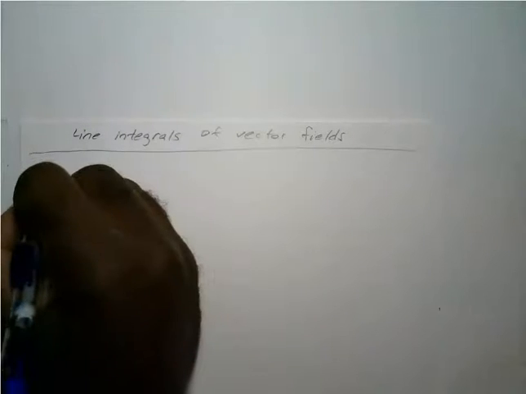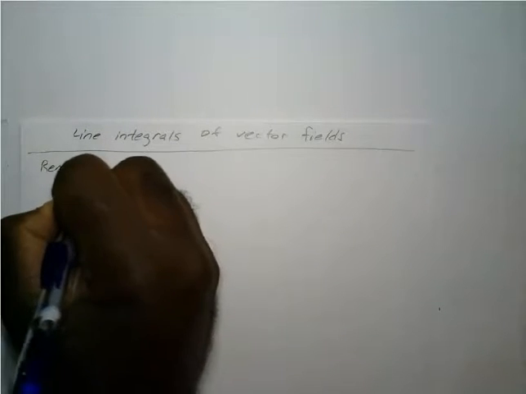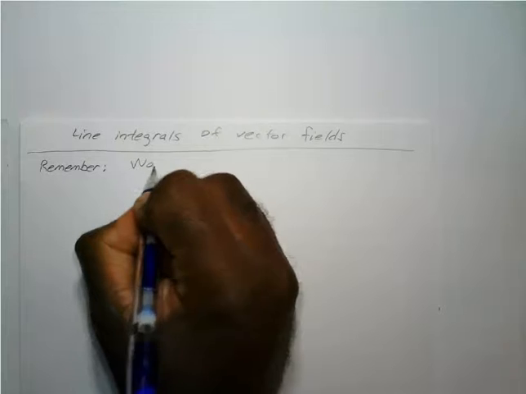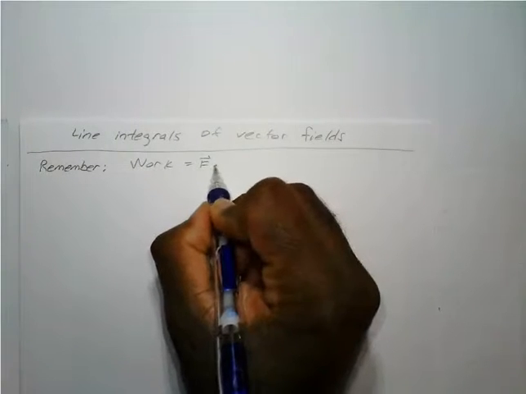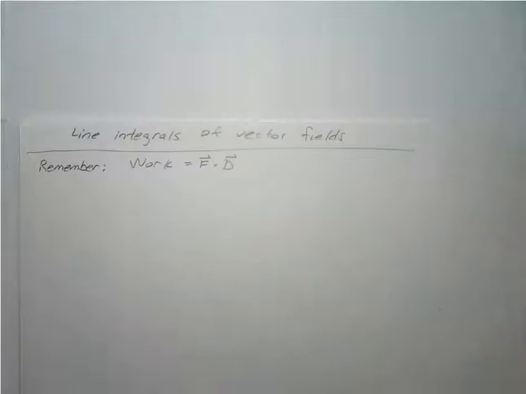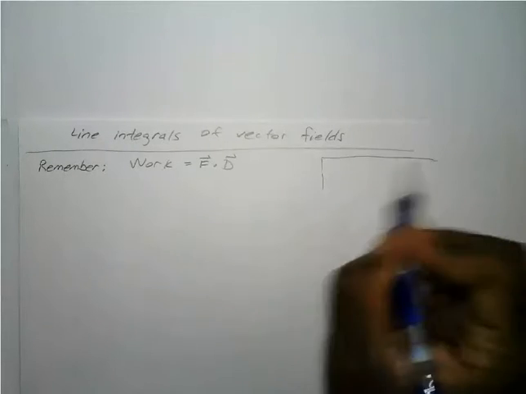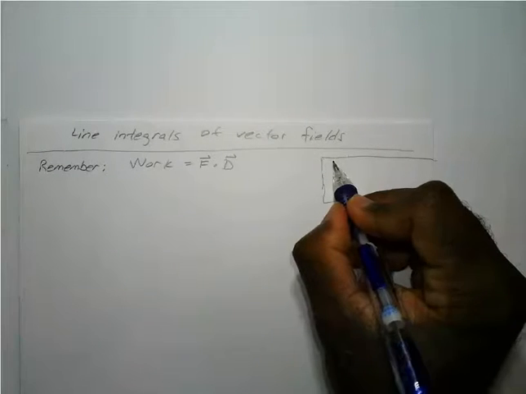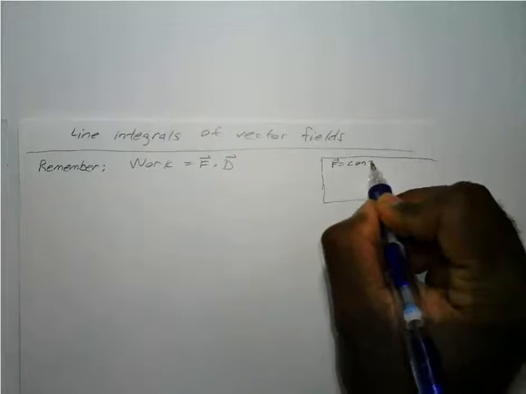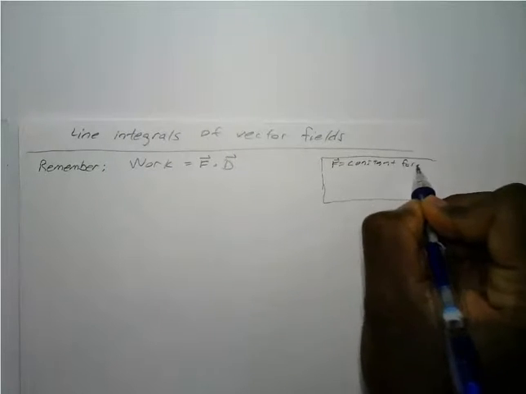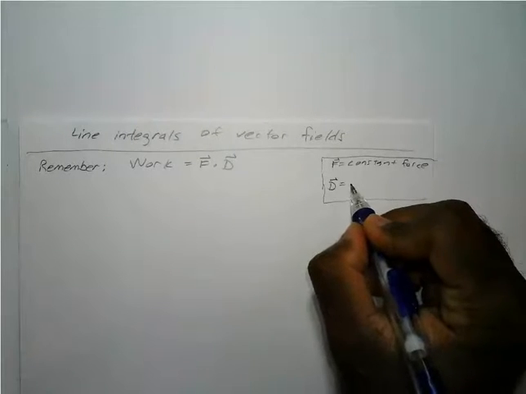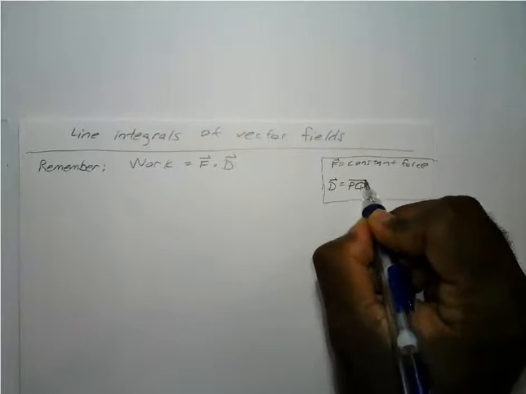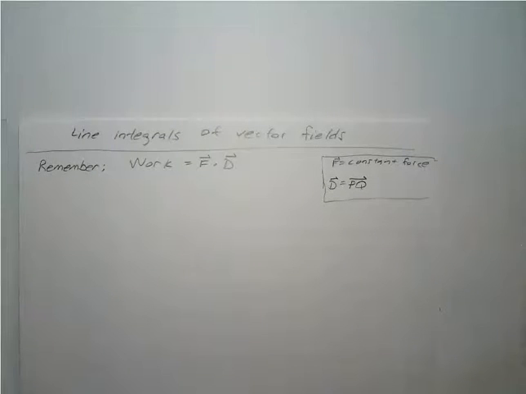Okay, so what you want to do is you want to remember that work is equal to the dot product of your constant force and your distance from some point P to Q. Constant force. Of course, our distance is equal to point P to point Q, some distance there.